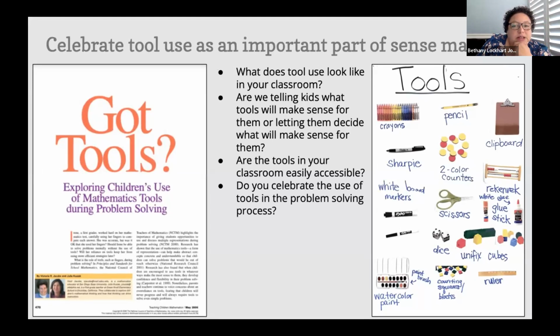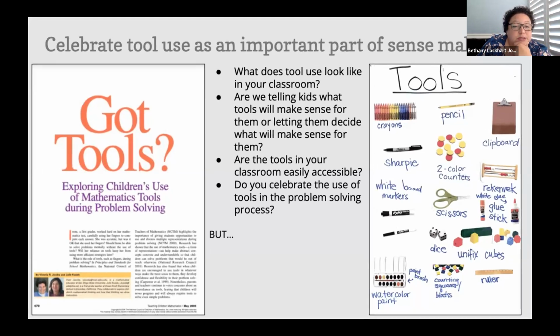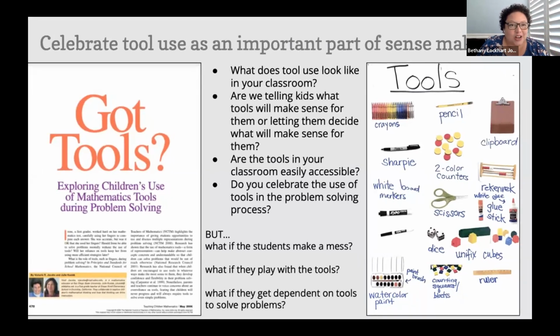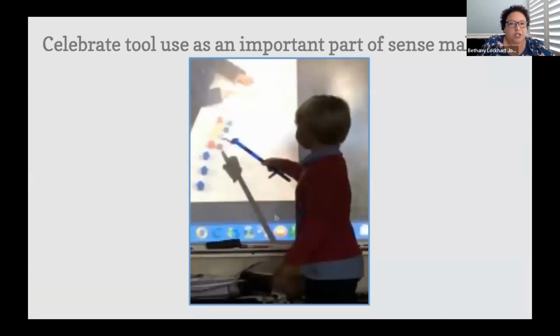Are they accessible in the classroom? Do you celebrate the use of them? And I know that there's some valid fears. What if the students make a mess? What if they play with them? What if they get dependent on them? But it is worth it to find a way to incorporate tool use in a way that makes sense for a student and celebrate it.